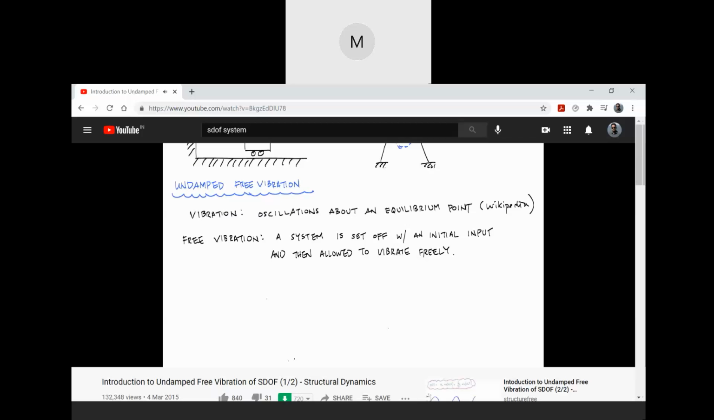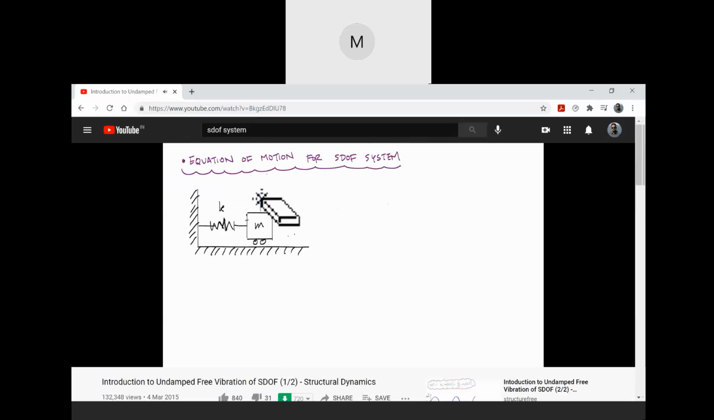And the equation of motion for a single degree of freedom system, and let's say this point right here represents the at-rest state. So this is my origin or my equilibrium point.